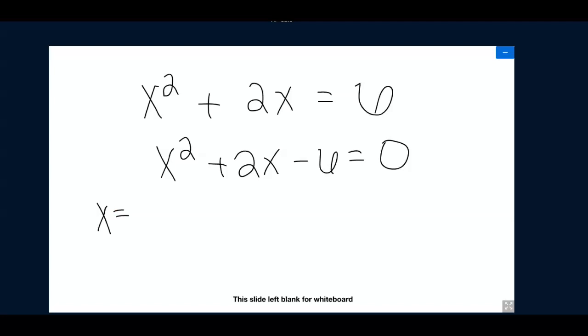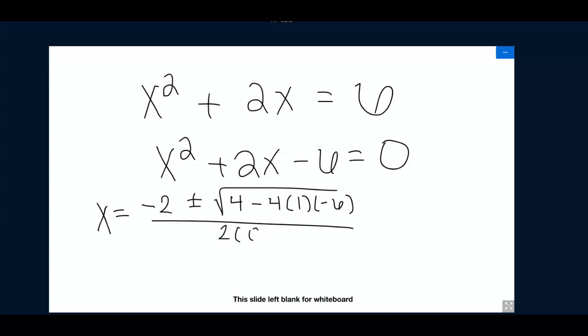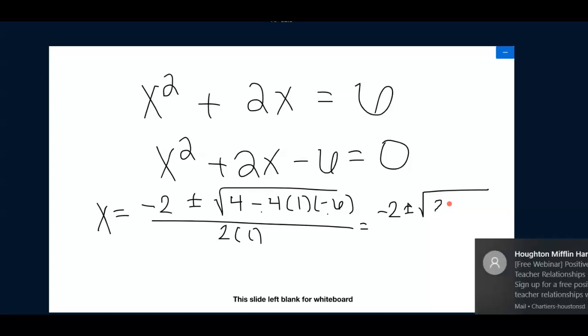So you would set this up and say, x equals negative b plus or minus the square root of b squared minus 4ac, all over 2a. So negative times negative gives you positive. 24 plus 4 is 28, all over 2. So what that means is that this quadratic has 2 real solutions. The first real solution is negative 2 plus square root 28 over 2, and the second is negative 2 minus square root 28 over 2.